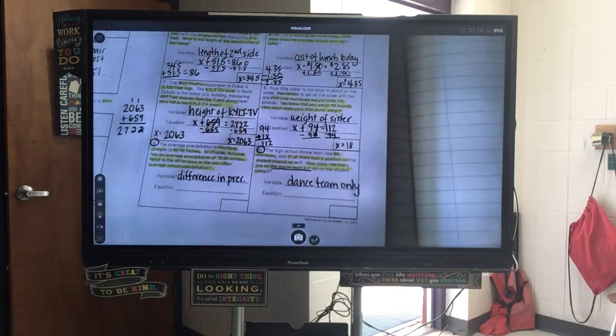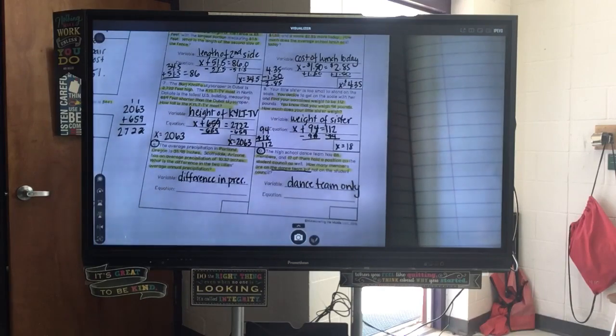It says the average precipitation in Portland, Oregon is 35 and 98 hundredths inches. Scottsdale, Arizona has an average precipitation of 10 and 32 hundredths inches. What is the difference in the two cities' average annual precipitation? So your variable is finding the difference in their precipitation. So what does your equation look like in this one? What do you think it's going to look like? Like numbers 1 and 2. Yes.